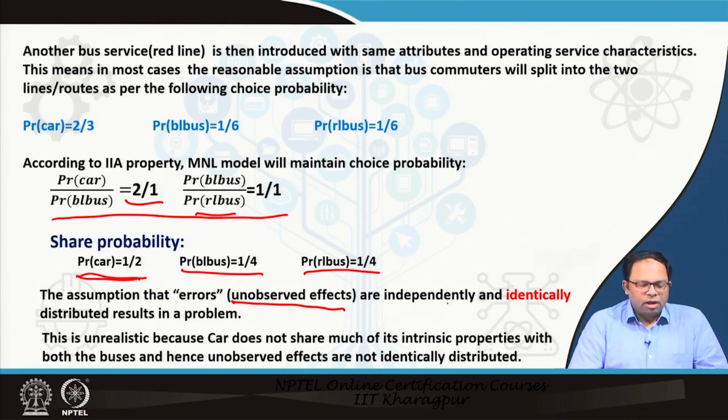But actually it is not in the same way, it is not independently and identically distributed. This is unrealistic because car does not share much of its intrinsic properties with both buses, and hence unobserved effects are not identically distributed. Because car is totally separate from buses, even within buses the errors may be similarly identically distributed, but for car it is definitely different.